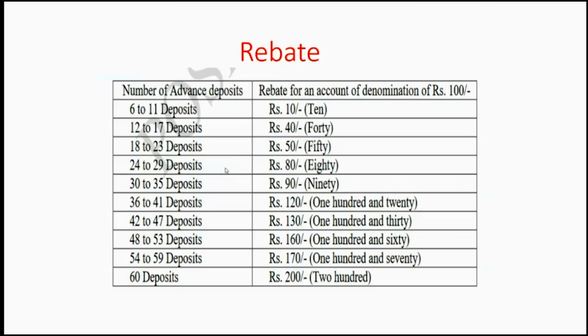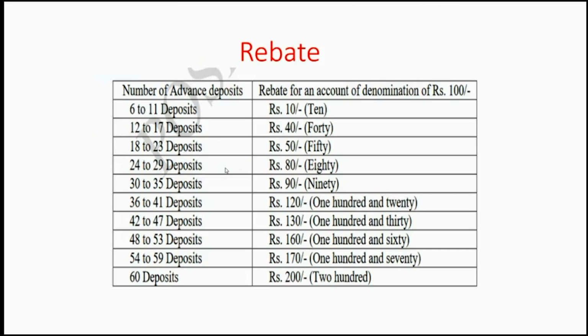In the case of rebate, we give rebates for advance deposits. You can see this table on the screen. If the number of advance deposits is from 6 to 11, then the rebate for an account of denomination rupees 100 would be rupees 10. If the advance is for 12 to 17 deposits, then the rebate would be 40. And the table goes on. 18 to 23 means it is 50. 24 to 29 means 80.